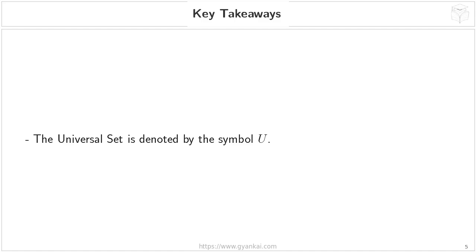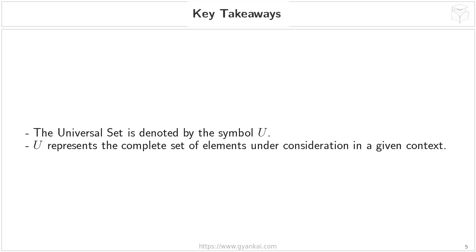Let's recap what we've learned about the universal set. This slide, titled Key Takeaways, summarizes the most important points. Next, it emphasizes that U represents the complete set of elements under consideration in a given context. This is really important. It's not just any random set, it's everything relevant to the specific problem you're trying to solve. Think of it as defining the boundaries of your mathematical world for that particular question.